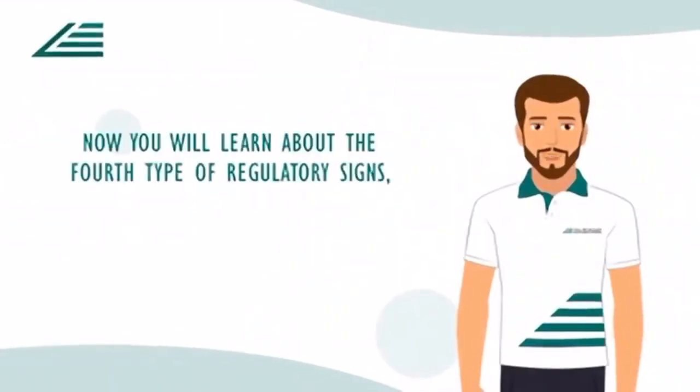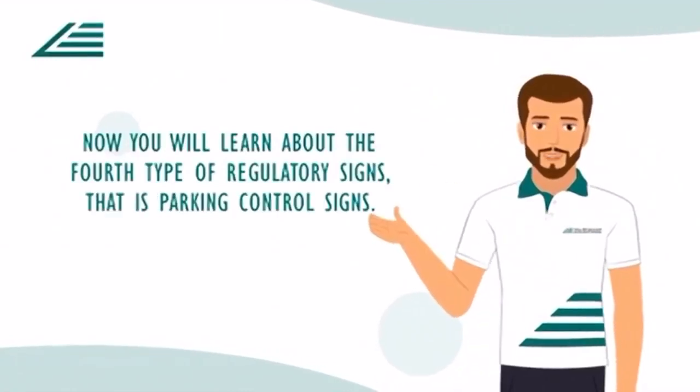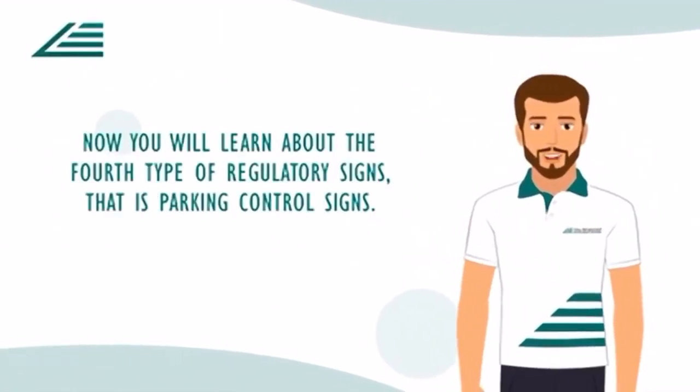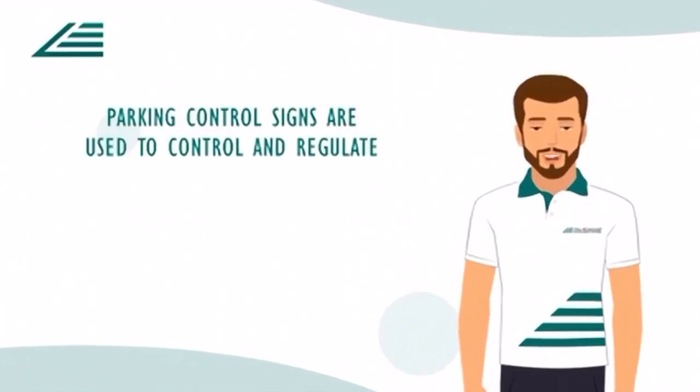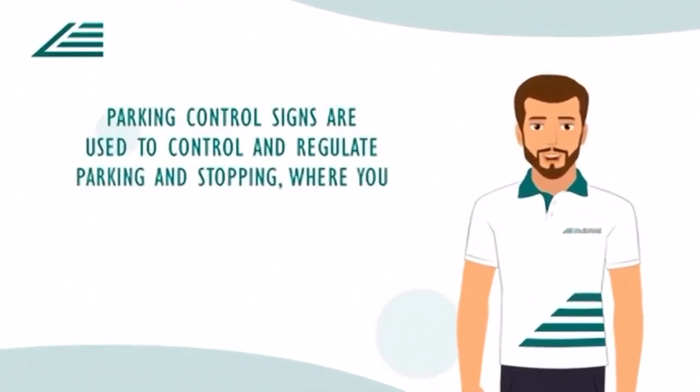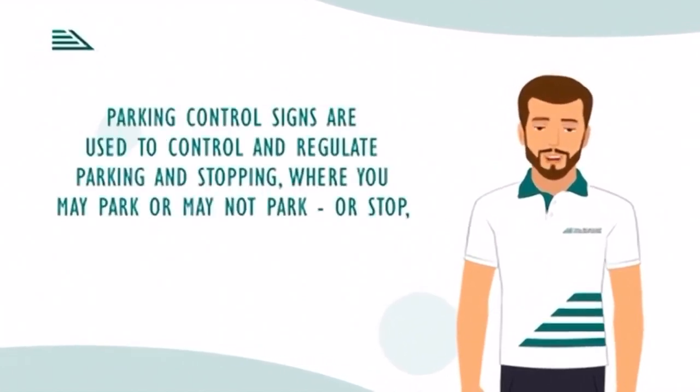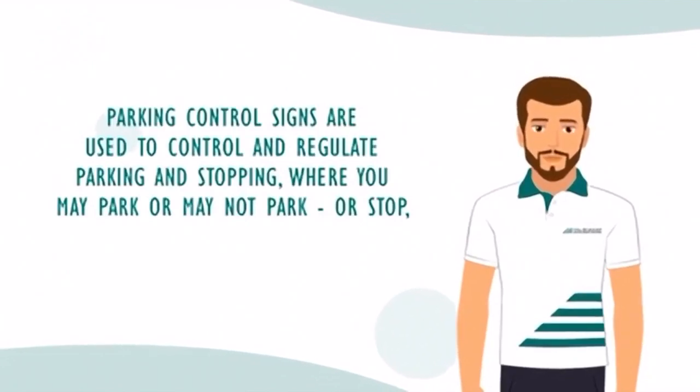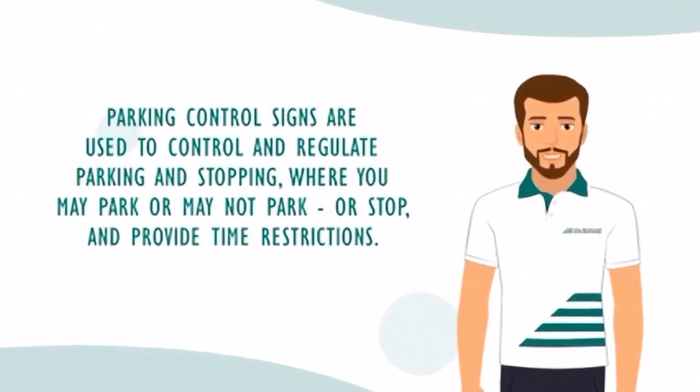Now you will learn about the fourth type of regulatory signs, that is, parking control signs. Parking control signs are used to control and regulate parking and stopping, where you may park or may not park, or stop, and provide time restrictions.